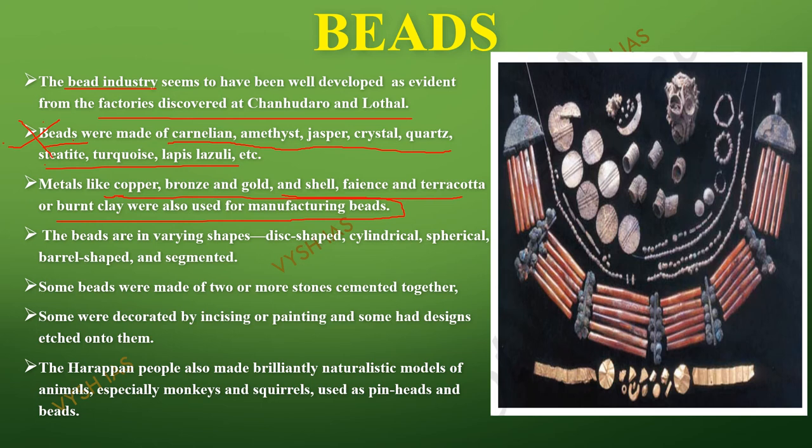Beads had varying shapes like disc shaped, cylindrical, barrel shaped, segmented. You can see here, these are also beads, and they have different shapes. This is also a different shape. This is semicircle. This is like a long one. So the cylindrical long one is there, and the spherical one, small spherical shape beads, were also there.